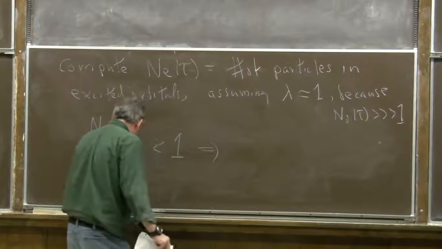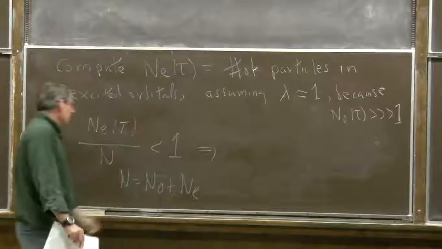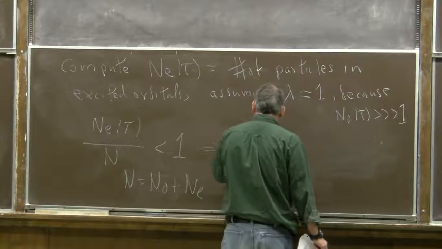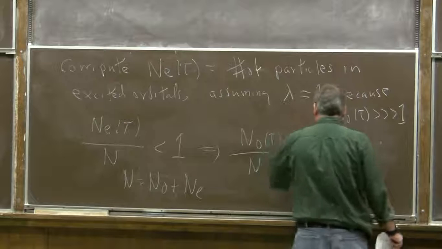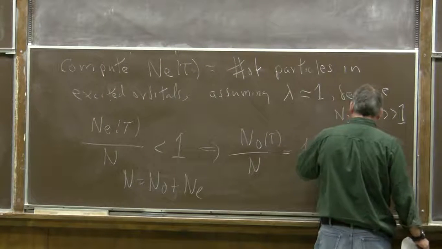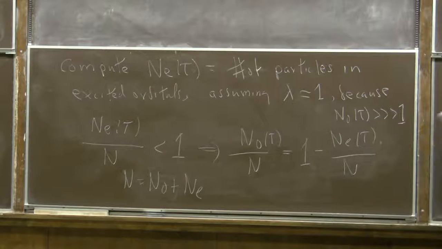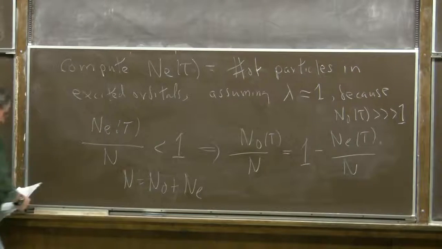N is equal to the number in the ground orbital plus the number in excited orbitals. So the fraction in the condensate, the fraction in the ground orbital, will just be 1 minus the fraction in excited orbitals. And that's how we'll figure out, as a function of temperature, how many are in the ground orbital. Okay.